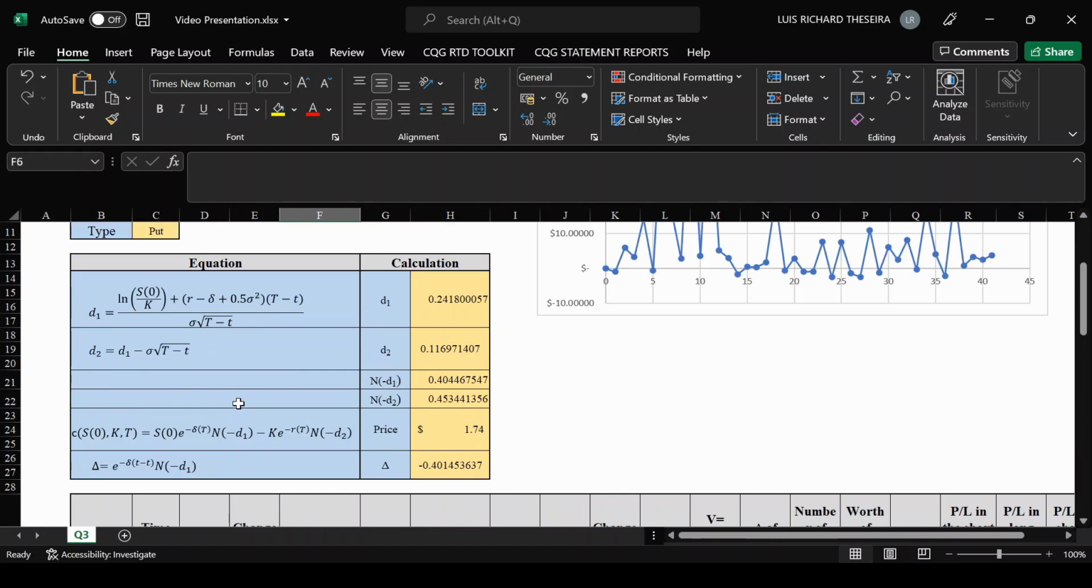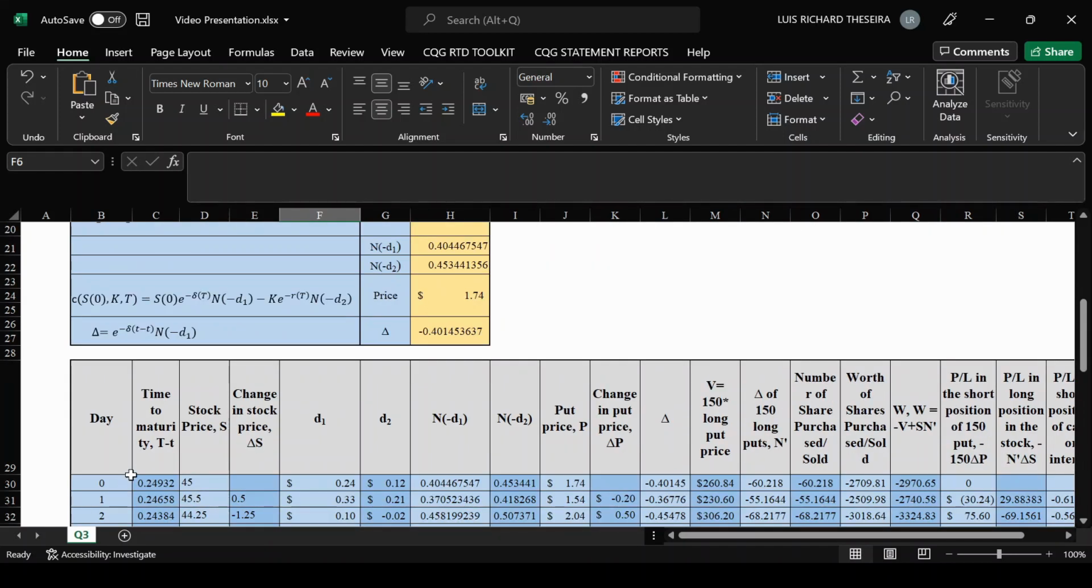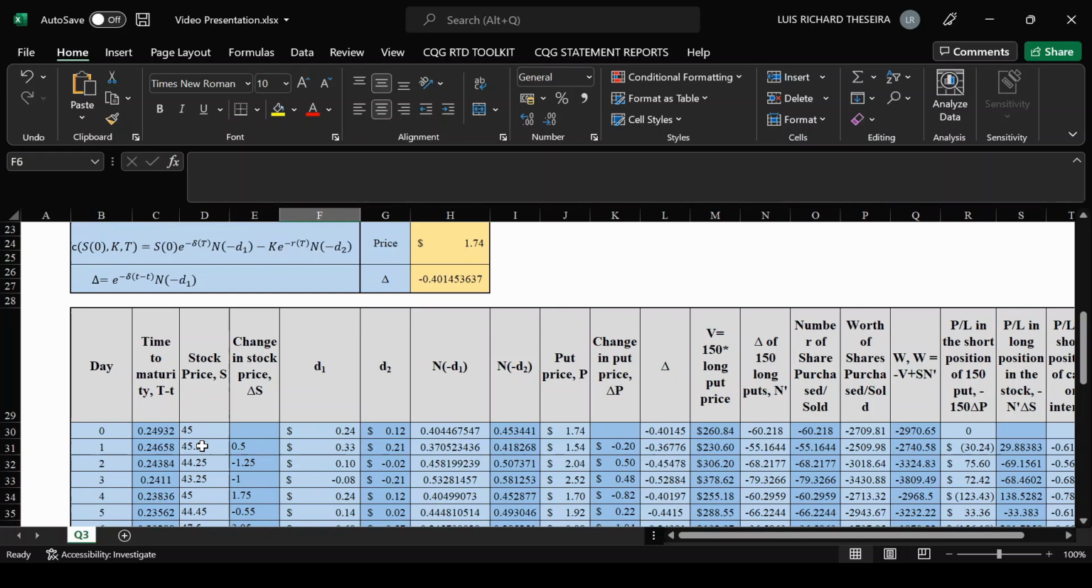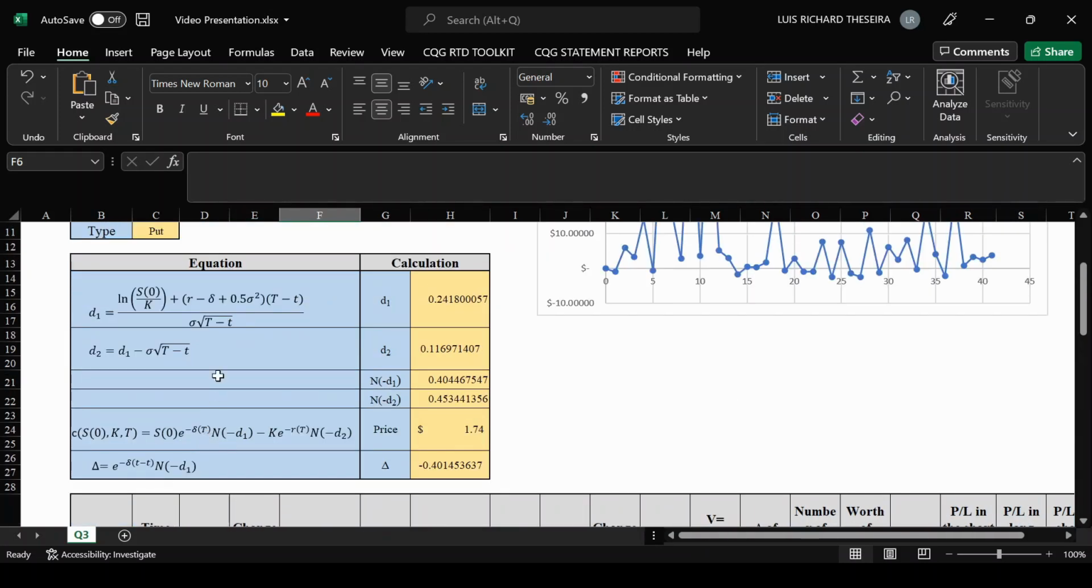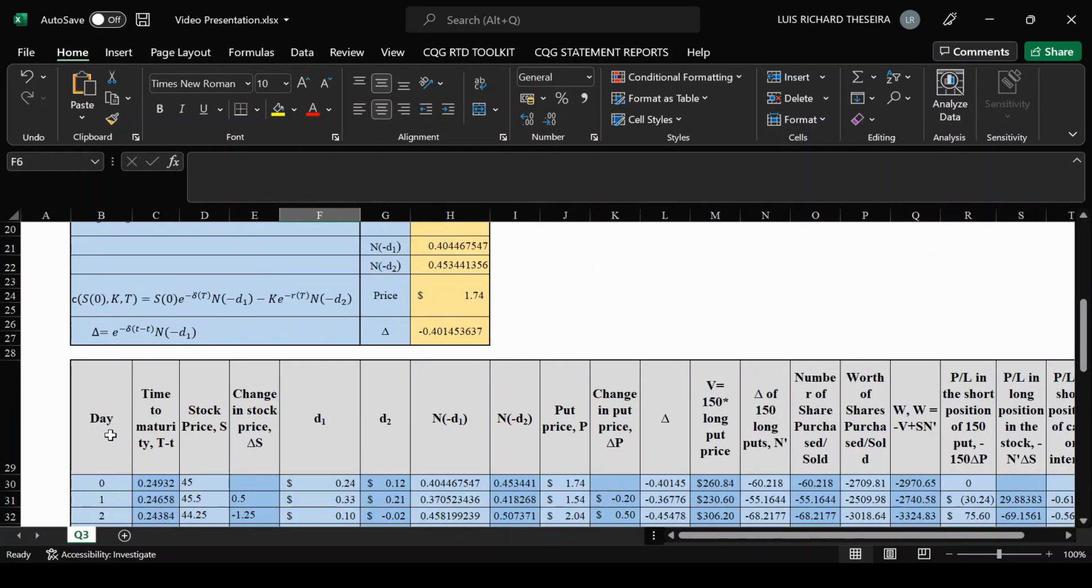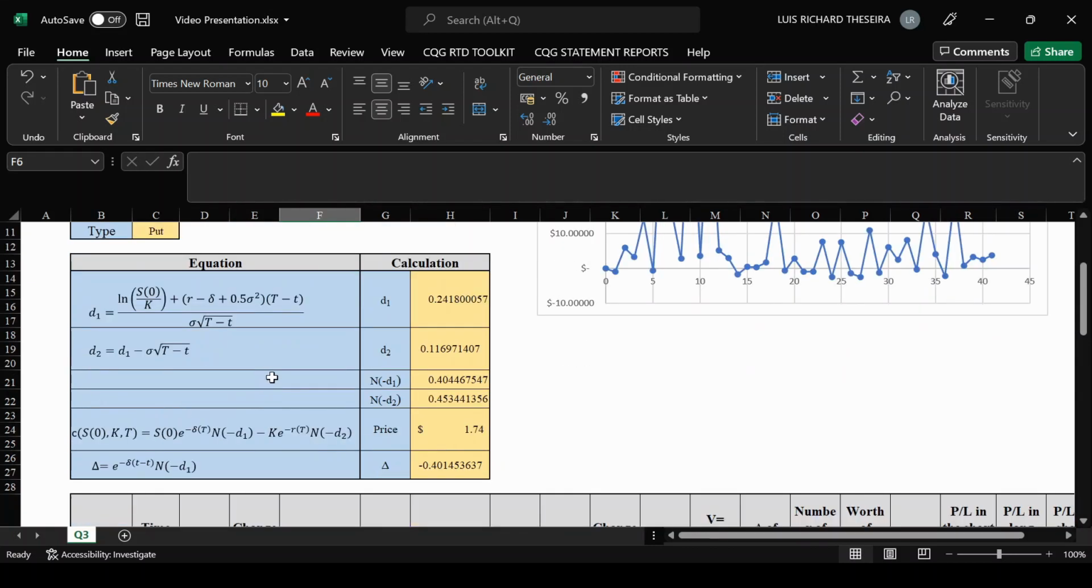So let's take the day 0 for example. So for day 0, we will have no time to maturity because it's the first day. Day 0 is the first time. So T, the small letter t, will be ignored. So following that, we can calculate D1, D2 under these corresponding formulas with small t equal to 0 because your day is 0. From that, we can see that D1 is 0.241 and D2 is 0.117.